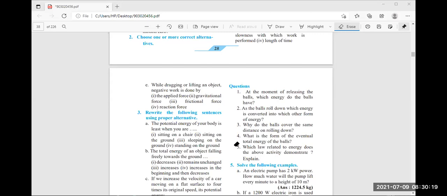I want the answer from Sakhi. What is the answer? Sir, frictional force and gravitational force. Frictional force and gravitational force. Okay.